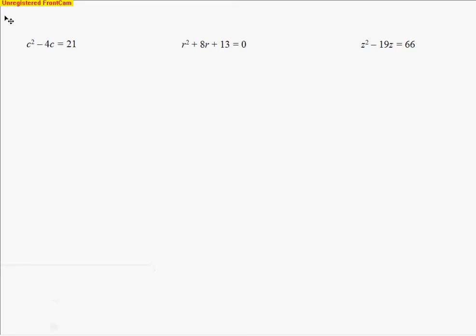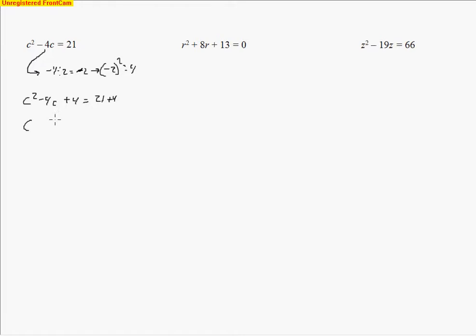So here we have to solve by completing the square. The first thing is, it's all ready for us. We're going to take this b term and divide it by 2. That makes negative 2. We go ahead and square that number. Negative 2 squared gives me 4. That's the number I'm adding to both sides. So c squared minus 4c, plus 4 equals, now if I add 4 to the left side, I also have to add 4 to the right side to keep this equation in balance.